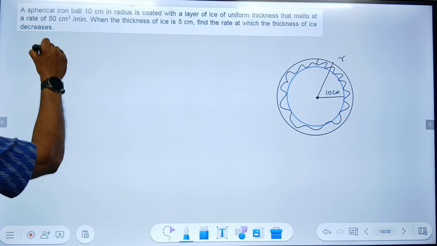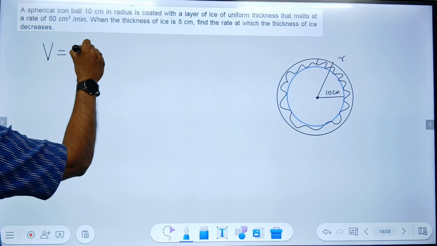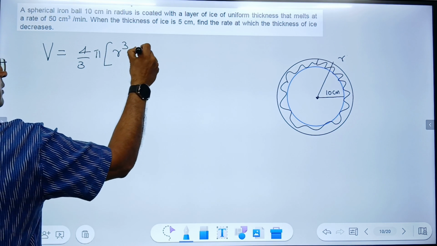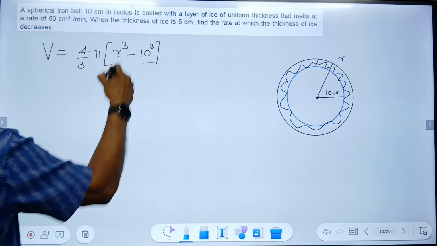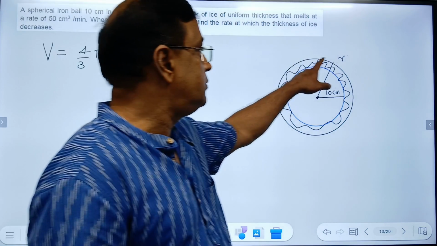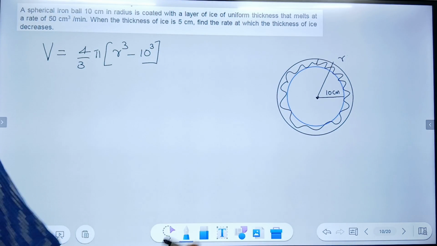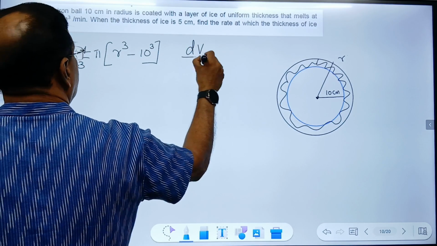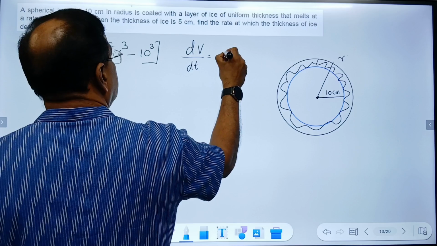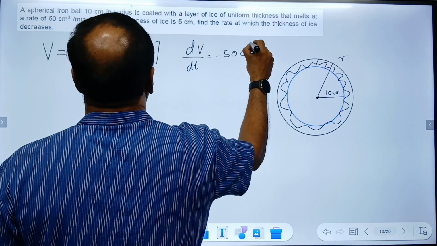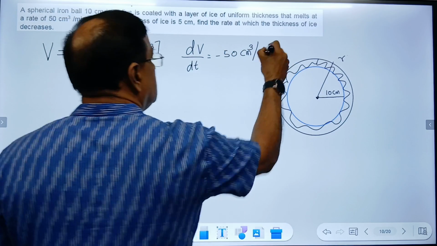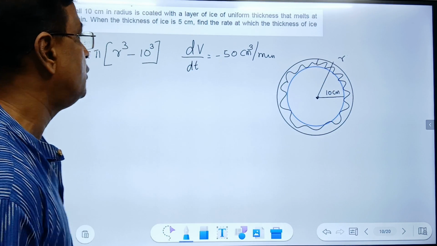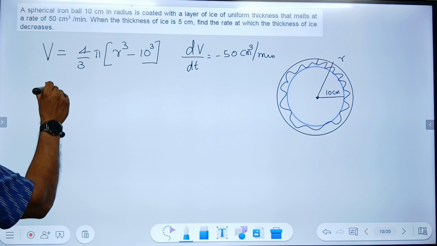So what is the volume of the ice? Volume of ice is 4 by 3 pi, the outer radius cubed minus the inner radius cubed. Now at what rate is this ice melting? It is melting at the rate of minus 50 centimeter cube per minute. Why is it minus? Since the ice is melting, the volume is decreasing, so it is minus 50 centimeter cube per minute. Now I will find dV by dt.